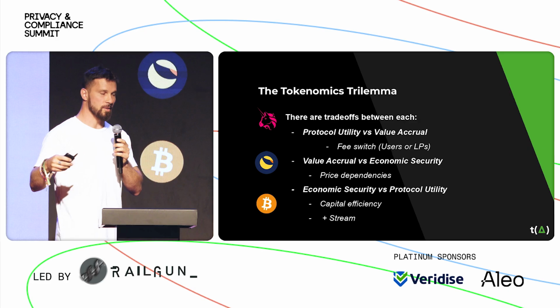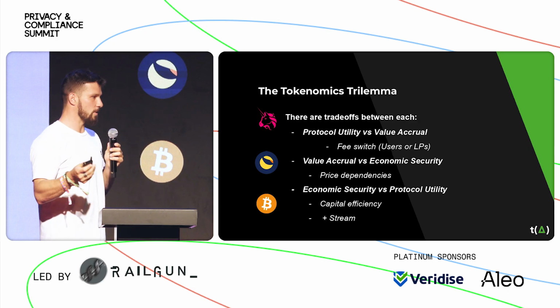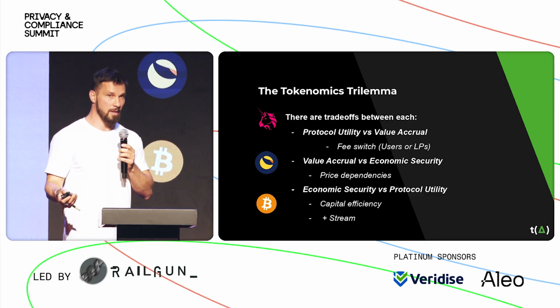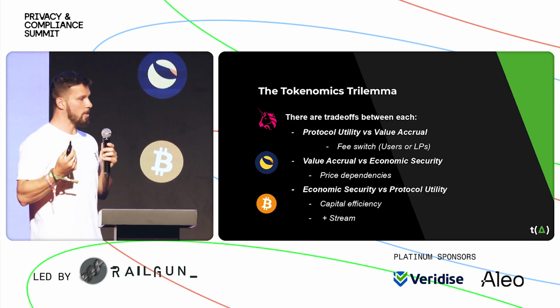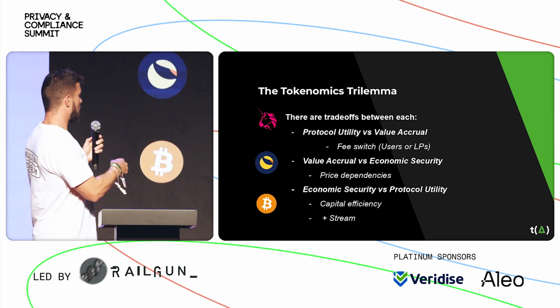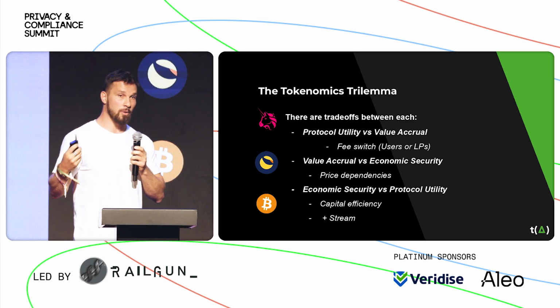People were building stablecoins around it. They were doing lots of different things with this token, and that caused a lot of token price dependencies, which compromised the economic security of a protocol when done wrong. And so Terra was an example of a trade-off between value accrual.